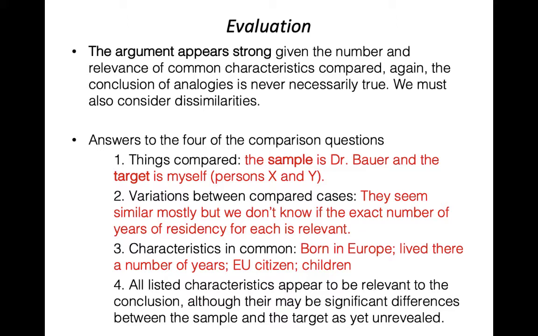What are the variations between the compared cases we need to consider? Well, they seem similar mostly, but we don't know if the exact number of years of residency for each in the EU is relevant, for instance. Number 3, what characteristics do they have in common that are relevant to the conclusion? Well, they're both born in Europe, they live there a number of years, they are EU citizens, and they have children, at least one child. Number 4, all listed characteristics appear to be relevant to the conclusion, although there may be significant differences between the sample and the target as yet unrevealed.